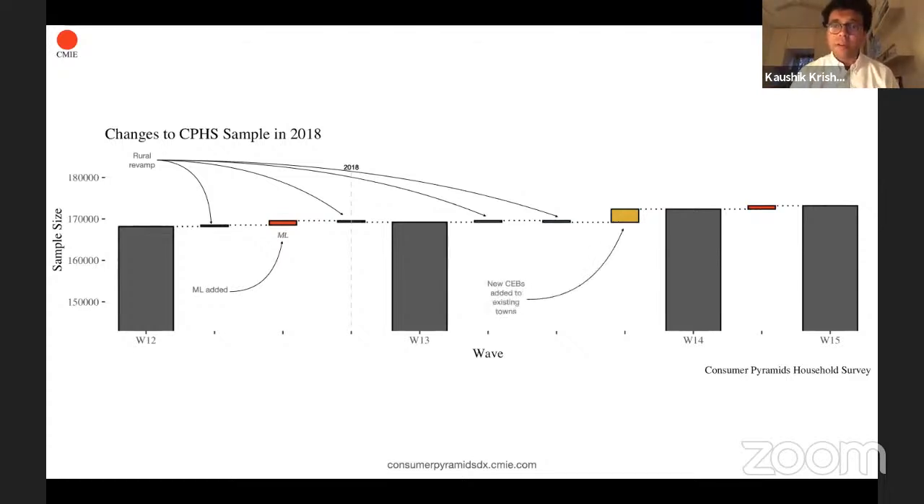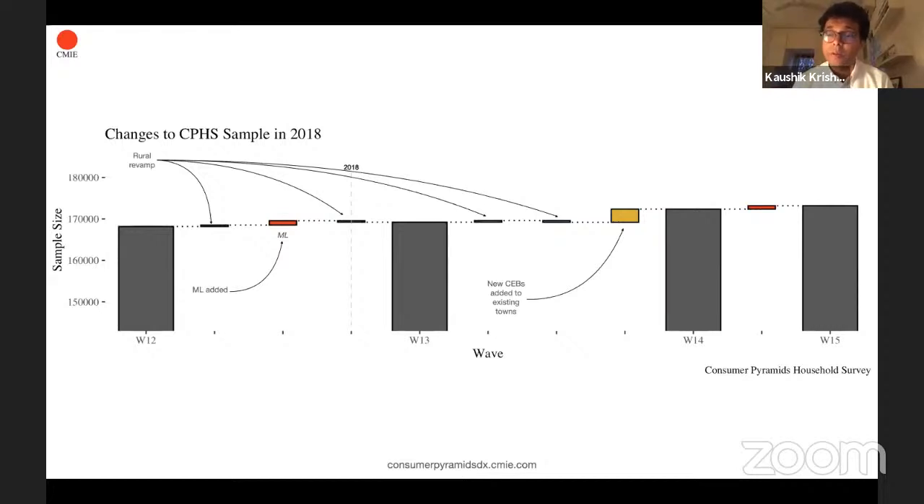In between wave 13 and wave 14, we also, similarly to the year previous to this, 2017, when we had expanded our rural coverage, in 2018 we expanded our urban coverage. How did we do this? We didn't select new towns, but we added new CEBs to existing towns, and that beefed up our urban sample in between wave 13 and wave 14.